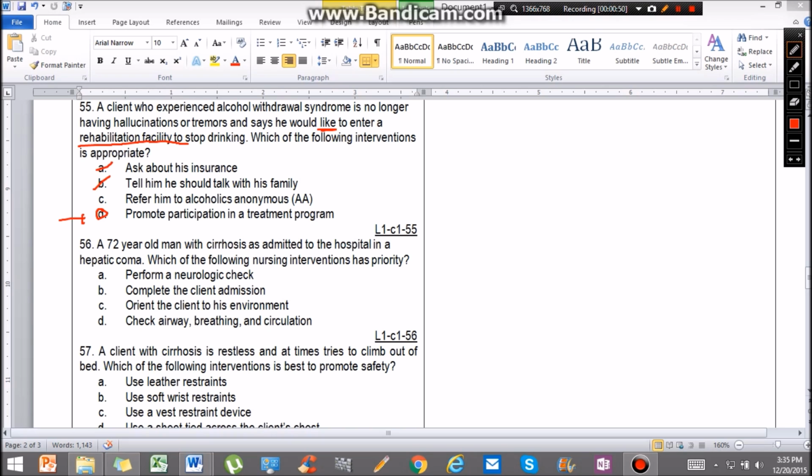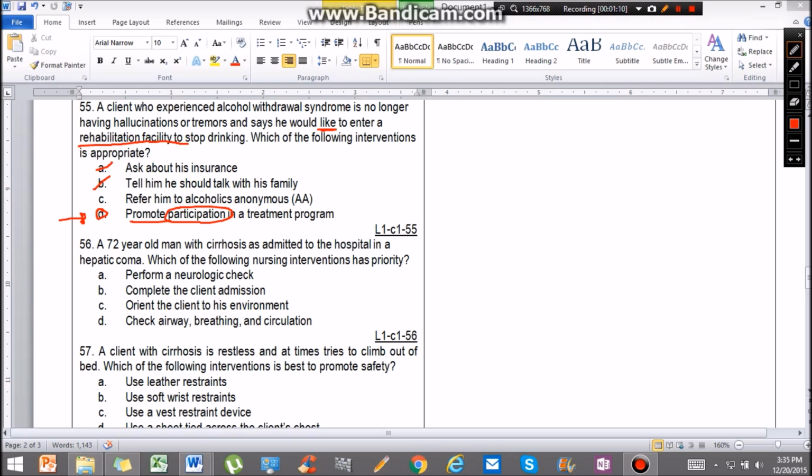Therefore, the nurse should focus on promoting participation, because liking is the first thing, but once you undergo the treatment or the rehabilitation, people sometimes quit. Therefore, the focus now of the nurse is to promote participation.